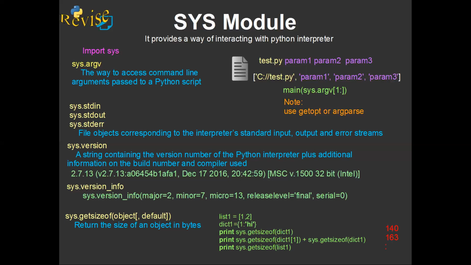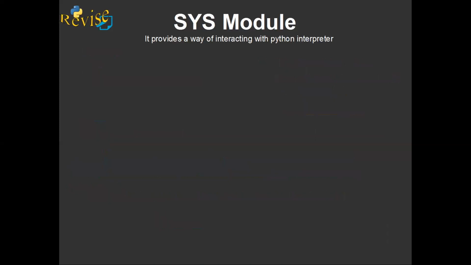And then I'm printing the size of our list. It contains 2 integers. So if you need more information about memory management or about object sizes, follow this link. You will get more information on memory management. This is all about memory management in Python.